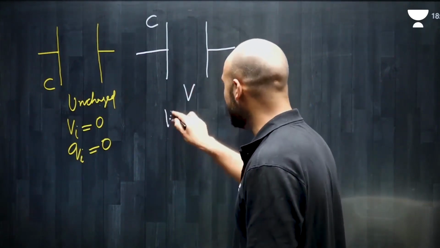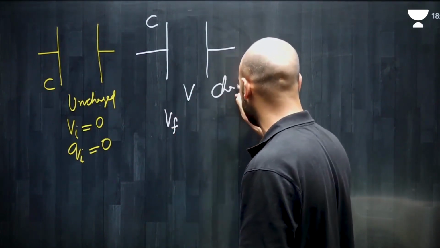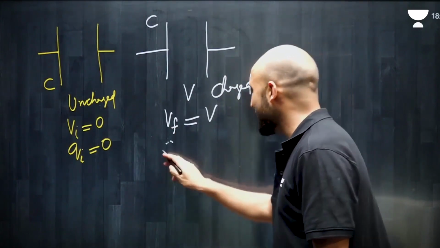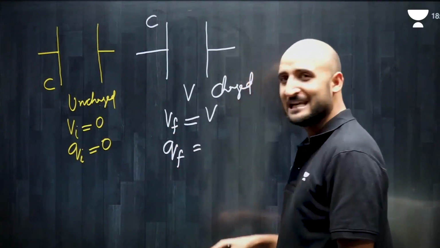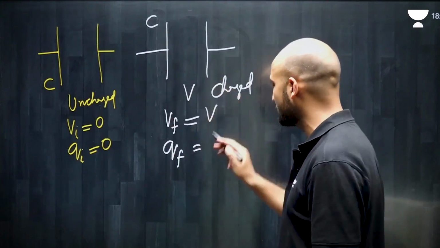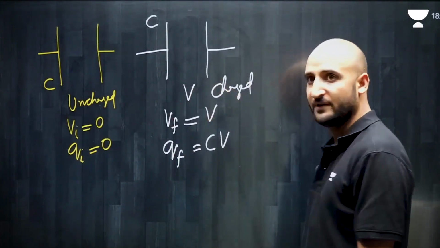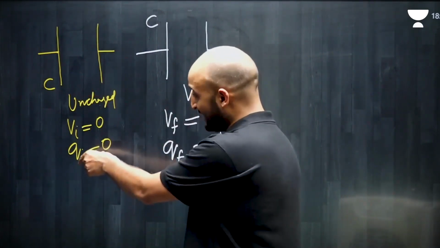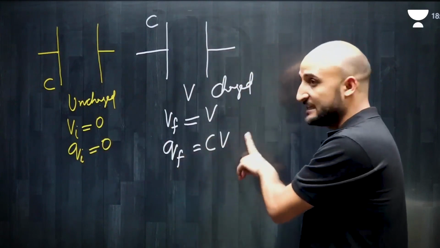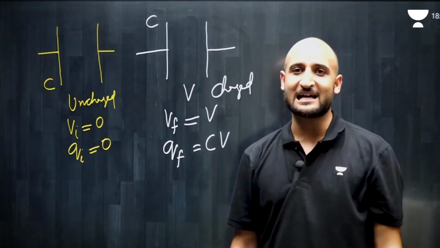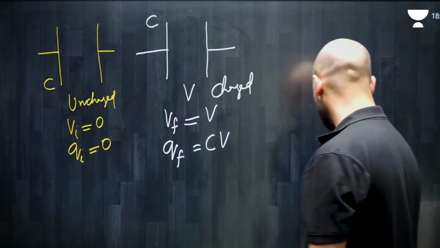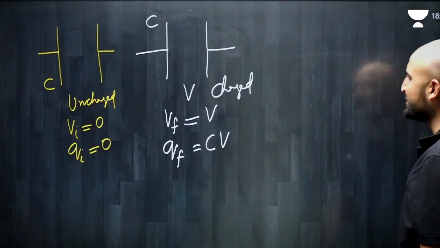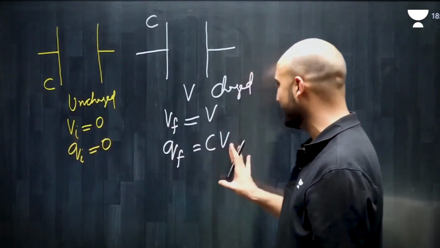First thing, the final potential here, V final, now that it is charged, is obviously equal to V. The final charge, Q final, will be equal to C into V. Capacitance is C, final potential is V, so the final charge is CV. What was the initial charge in the capacitor? That is 0. What's the final charge? CV. Who has given this much charge? That's the battery. My first question was to find the final charge in the capacitor. So the final charge in the capacitor is CV. Initially it was 0, finally it is CV.